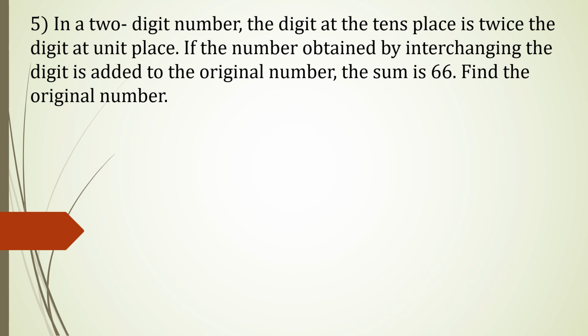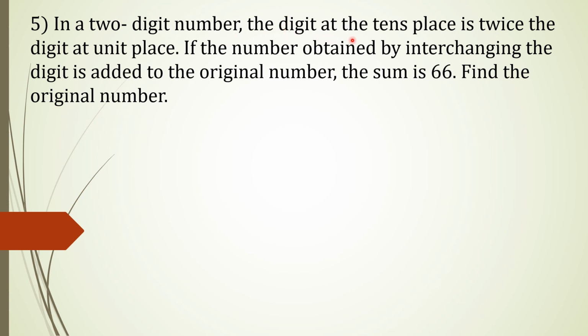Now student, moving to the fifth one. What is given in the question? In a two-digit number, the digit at the tens place is twice the digit at unit place. If the number obtained by interchanging the digits is added to the original number, the sum is 66. Find the original number. Now, two-digit numbers, you know, like 11, 12, 33, 43.